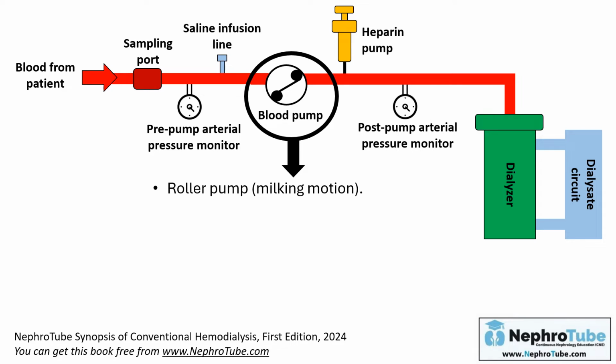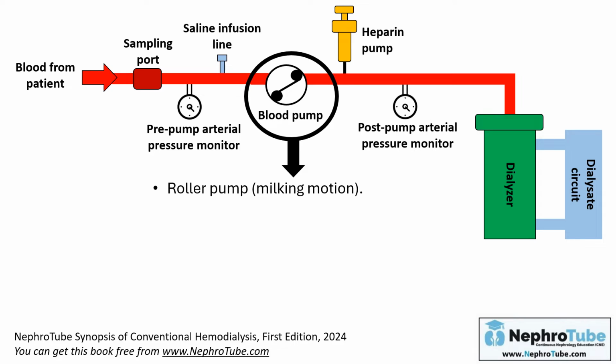The blood pump is considered a roller pump. It works by occluding the intra-pump segment of the blood tubing set. That's why it must be rigid. The intra-pump segment must be rigid. As we mentioned, the pump segment of the arterial segment is formed of silicone rubber.